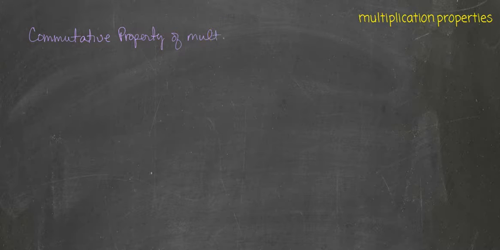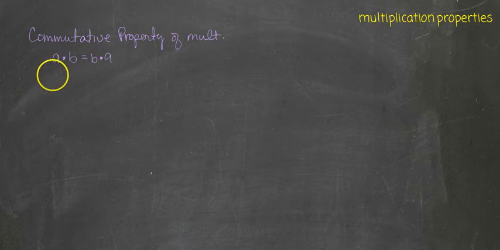And it says exactly the same thing the commutative property of addition says. It says that if you take a number and you multiply it to another number, you're going to get the same result as if you took the second number and multiplied it to the first number. So it doesn't really matter which direction you multiply in.